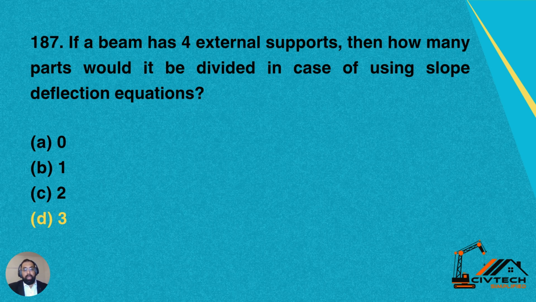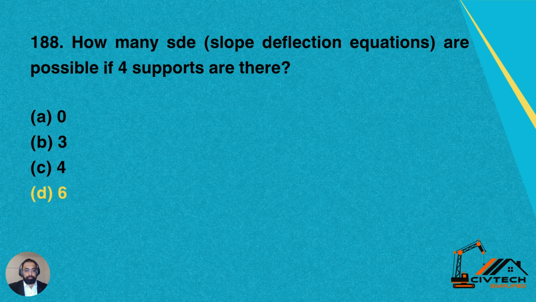Question 187. If a beam has 4 external supports, then how many parts would it be divided into in case of using slope deflection method? 4 supports, so 3 parts. Option A is 0, option B is 1, option C is 2, option D is 3. So 3 is the correct answer, D.